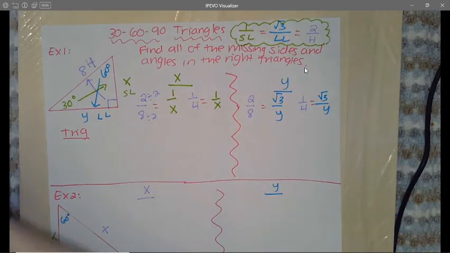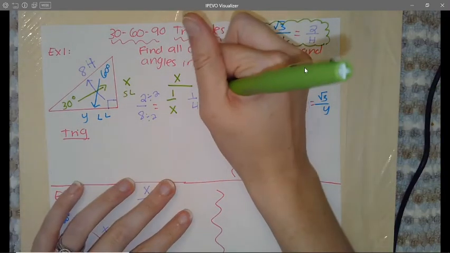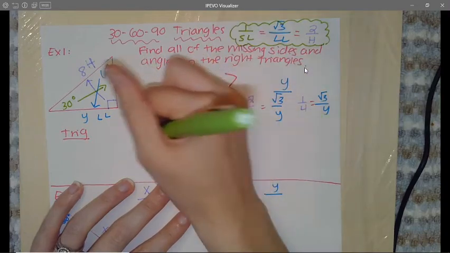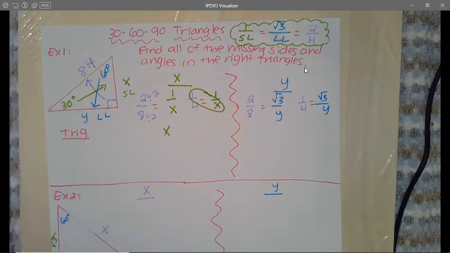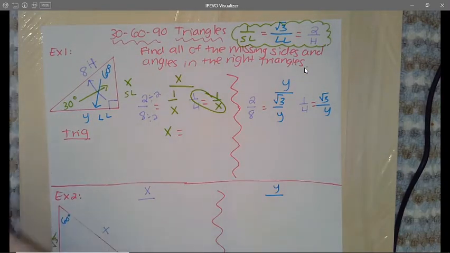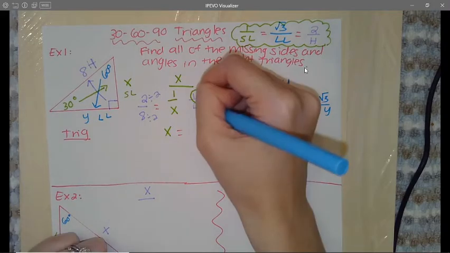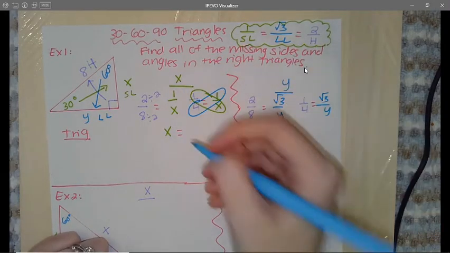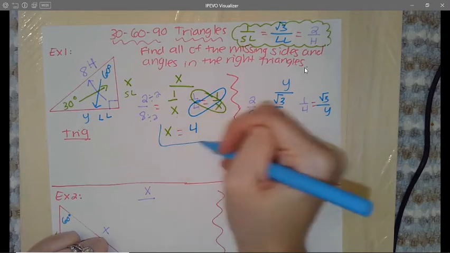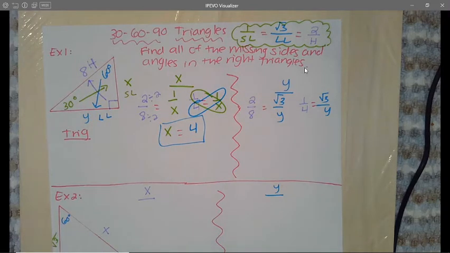Okay, so I'm going to start by cross multiplying. I like to do the variable first. So I'm going to do x times 1 is x, and that will equal the other way, which is 4 times 1. And 4 times 1 is 4. So guess what, you guys? The short leg is 4.